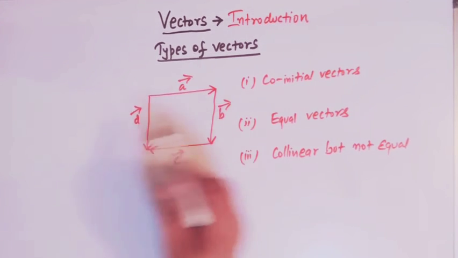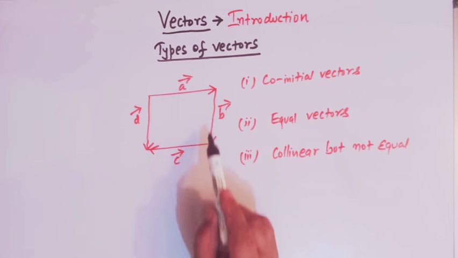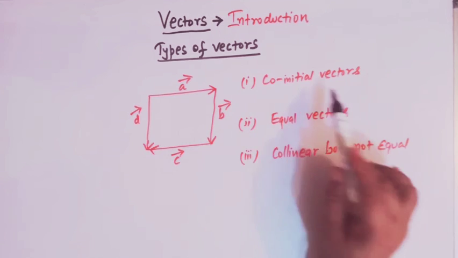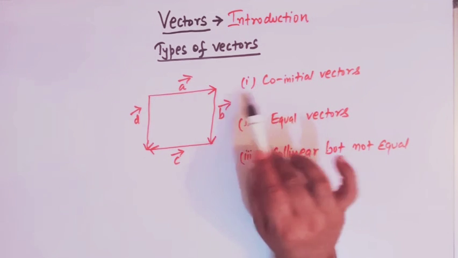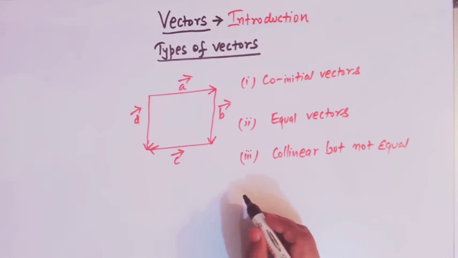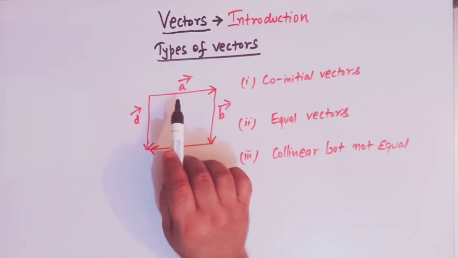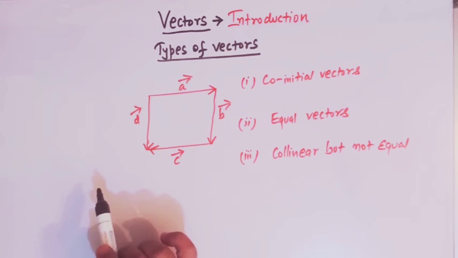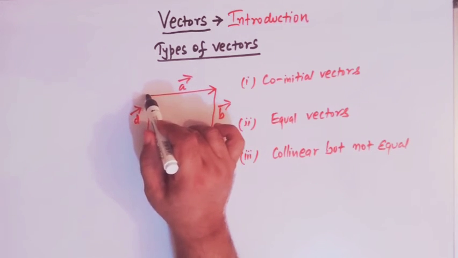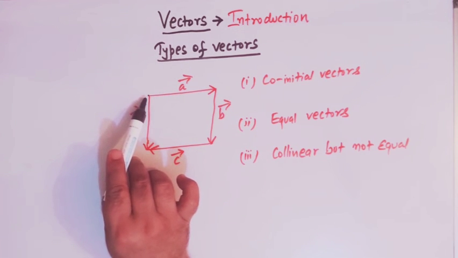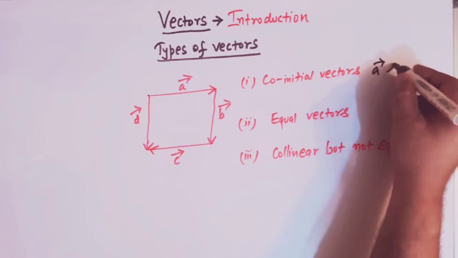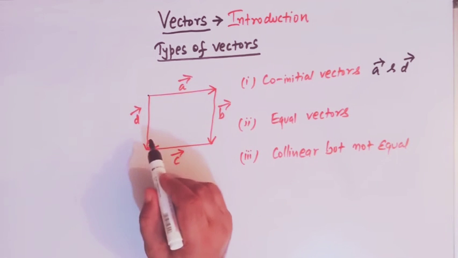Now let us take an example. Here we are given a figure with some vectors, and we have to tell which vectors are co-initial vectors. So what are co-initial vectors? Vectors having the same initial point are known as co-initial vectors. Here we see that vector A and vector D have the same initial point. So vector A and vector D are the co-initial vectors.